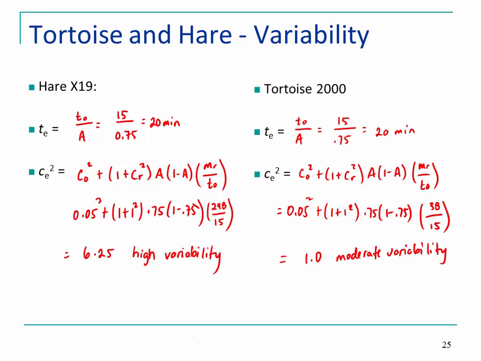Okay, so as you can see, this one has high variability and this one has a moderate variability. So you can see that with longer outages, even though you're going to have fewer failures happening, not as often as the others, since you're going to have a longer time to repair, that adds more variability in your system.